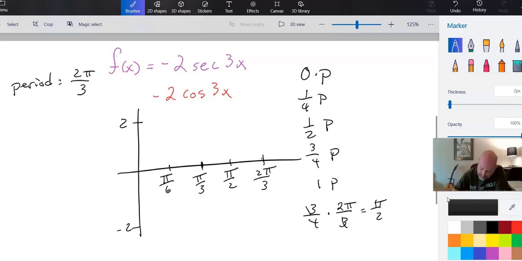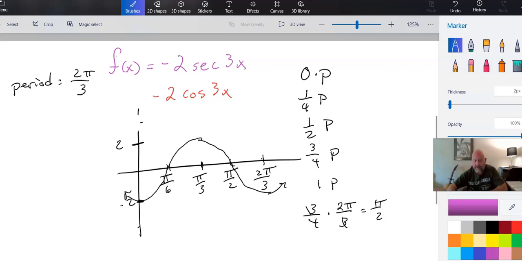Now I'm going to bring these down a little bit just so I have a little more vertical room. We'll shrink the scale a little bit, and we'll call that 2 and -2. Now we need to sketch in our cosine. It's negative, so instead of starting up here at 2, we start at -2 and we run the whole thing backwards. So it should do this, right?